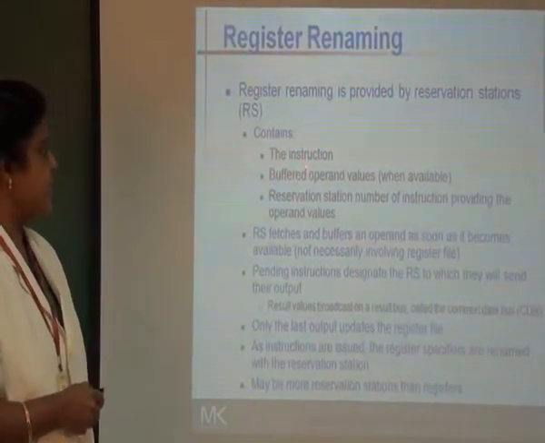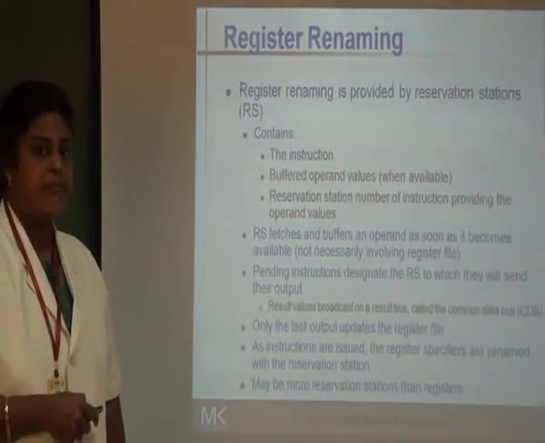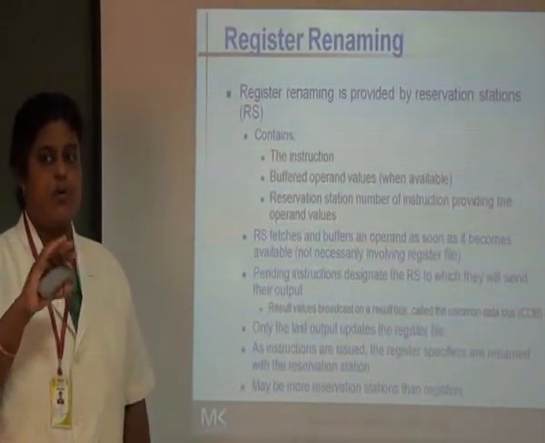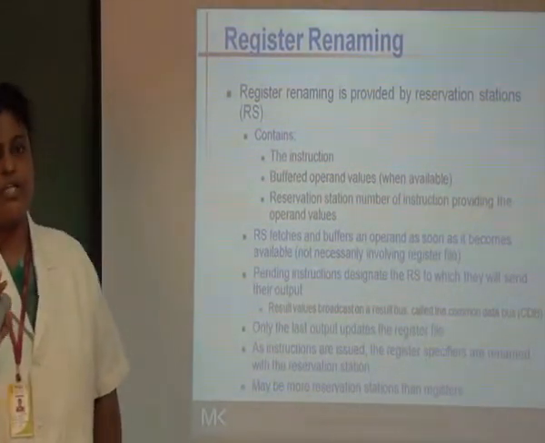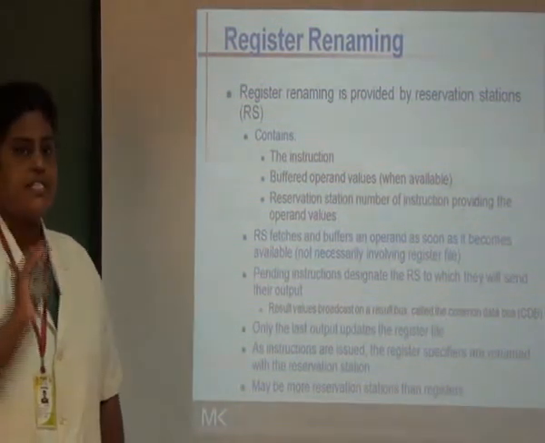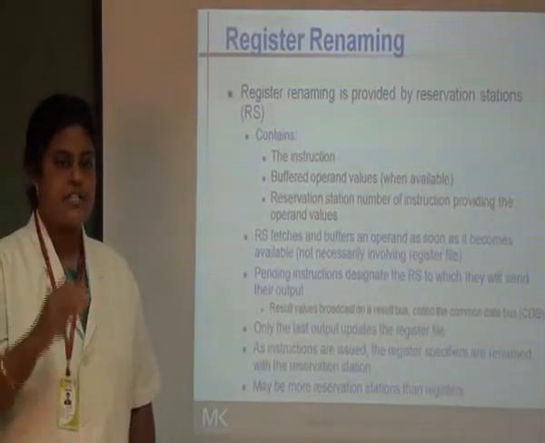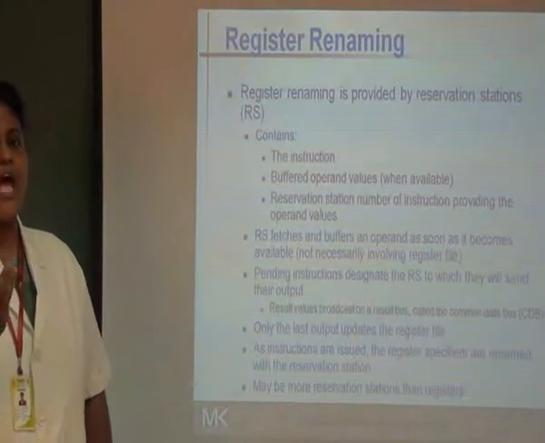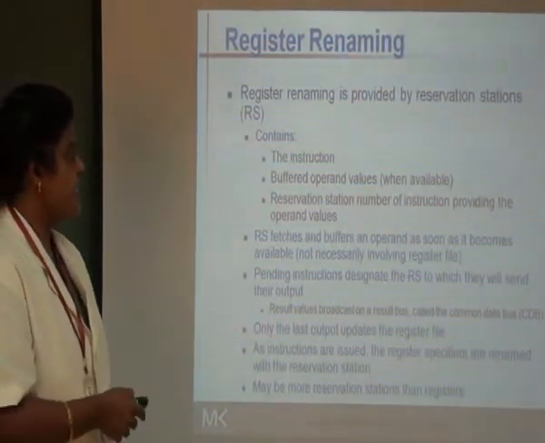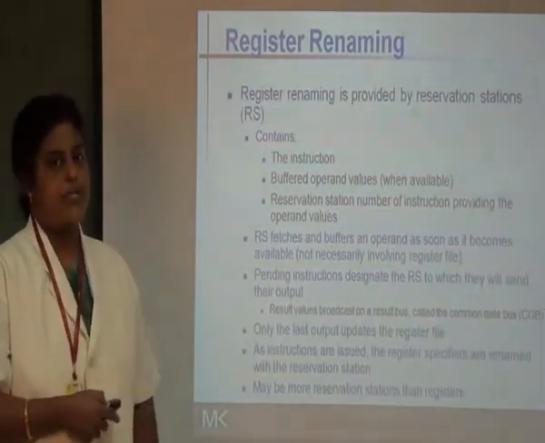They actually contain the instructions and the buffered operand values whenever they are available. Our main problem is to find out when the operand values are available. Therefore, this register renaming technique makes use of reservation stations. They contain the instructions which are to be executed, and they also track the operands. The reservation stations number the instructions and provide the operand values.